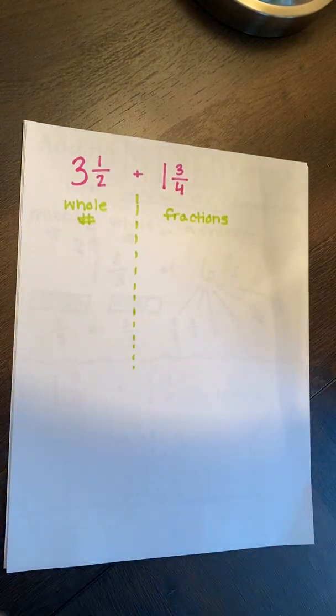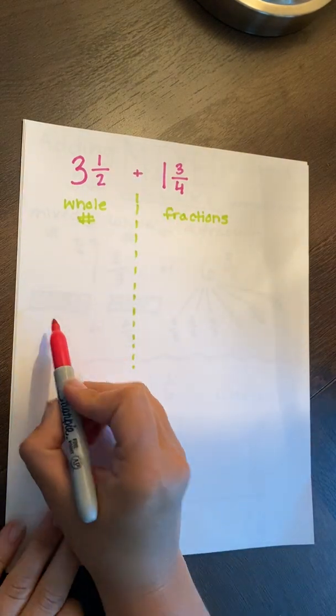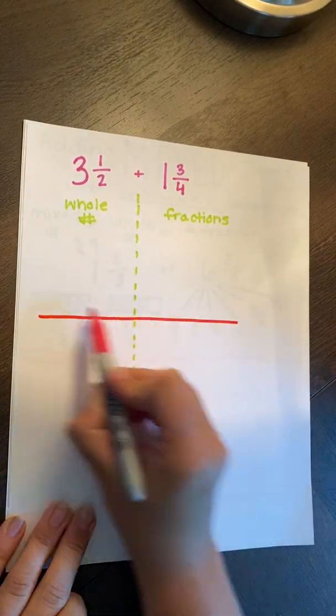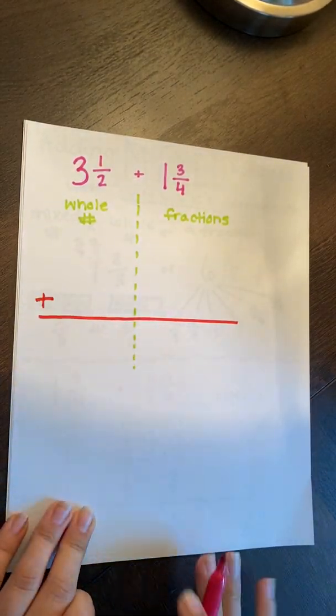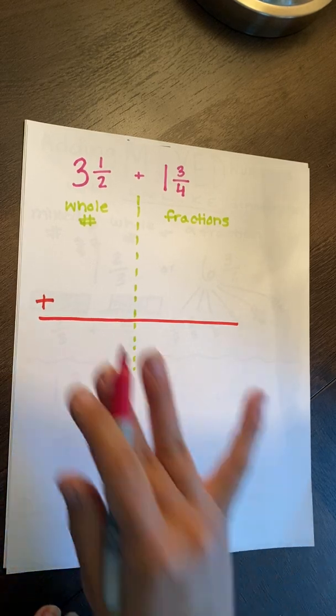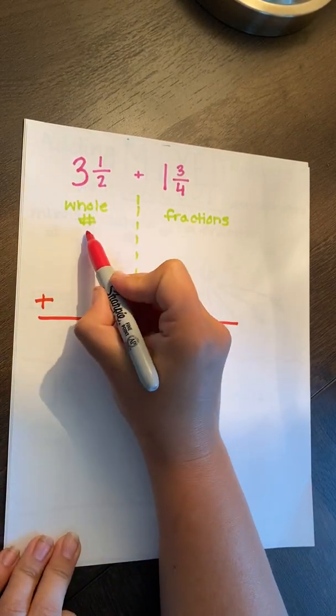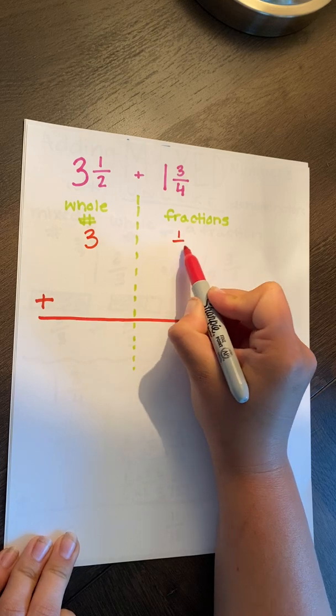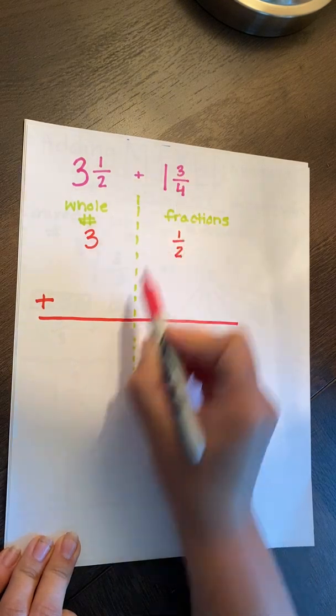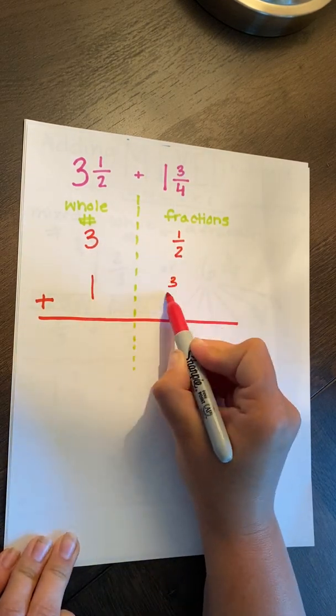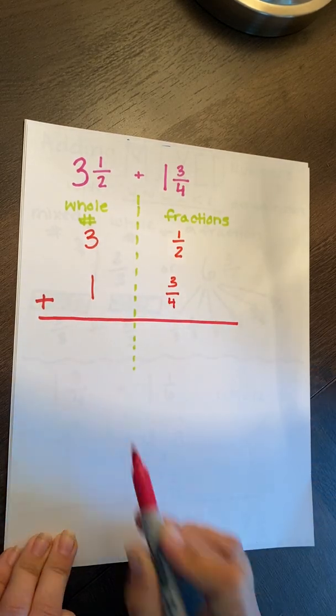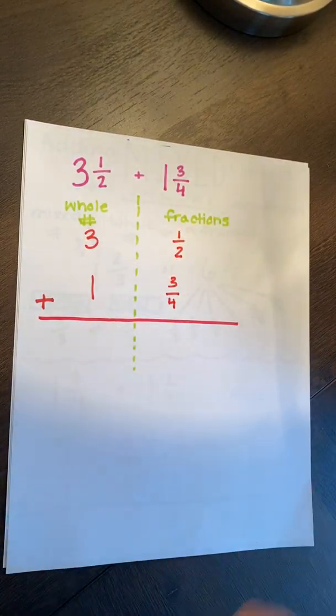Have our lovely little chart. We like to keep it organized. And we know we are adding, so we need to put our bar in to remind ourselves that we're adding. Now we write our fractions in. 3 and 1/2, 1 and 3/4. Whole numbers and fractions.